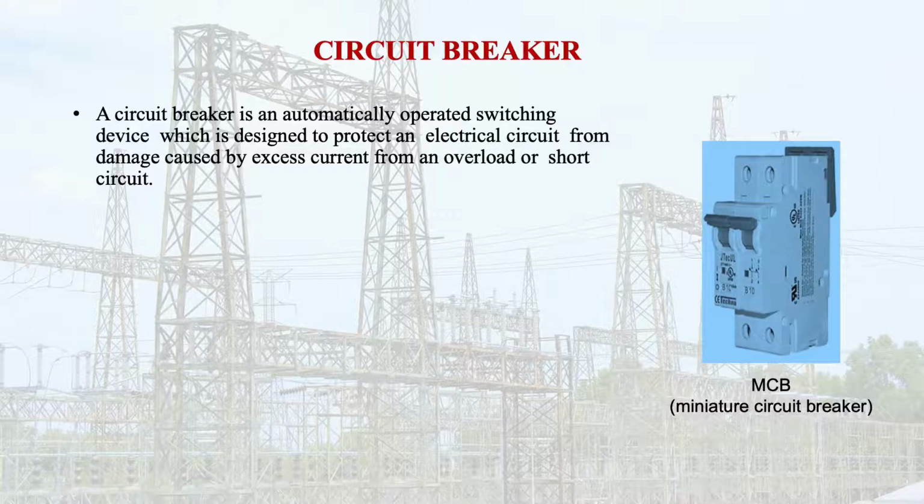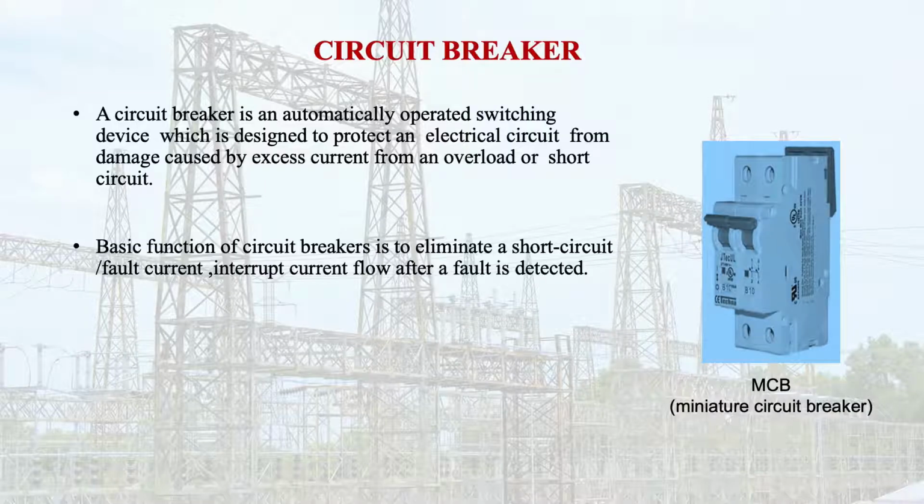So a circuit breaker is an automatically operated switching device which is designed to protect an electrical circuit from damage caused by excess current from an overload or short circuit, that is, a much larger fault current which may occur on a circuit. So the basic function of the circuit breaker is to eliminate a short circuit or fault current, and interrupt current flow after a fault is detected.